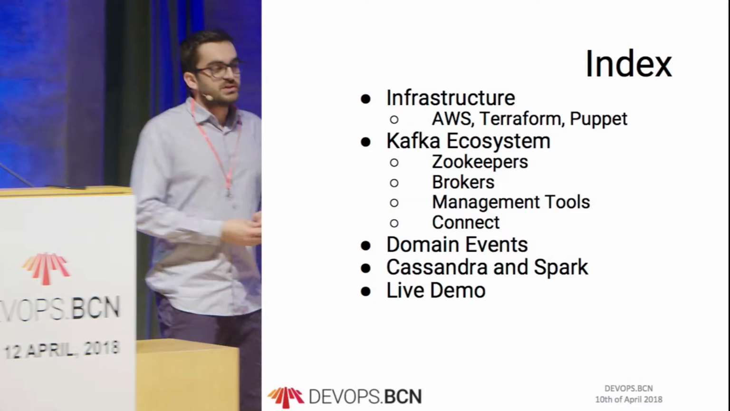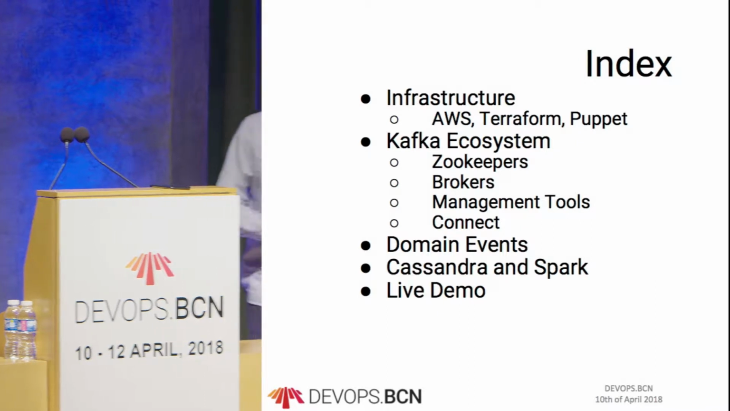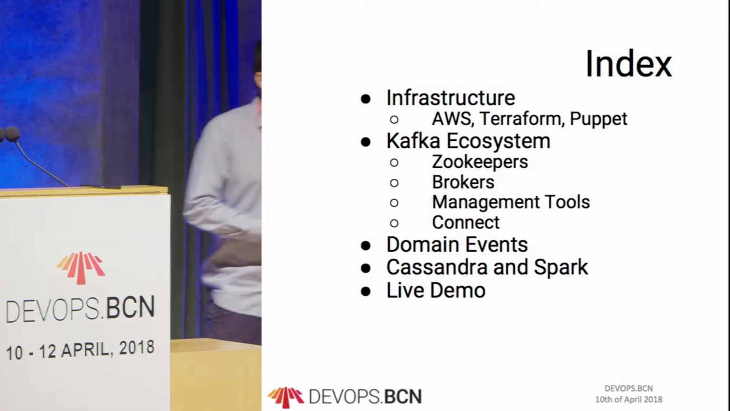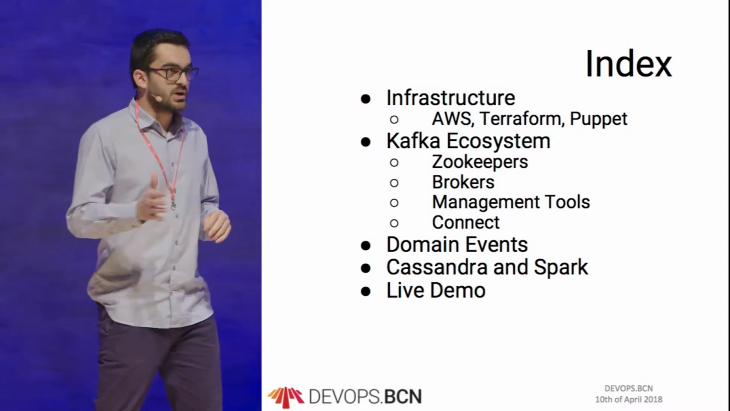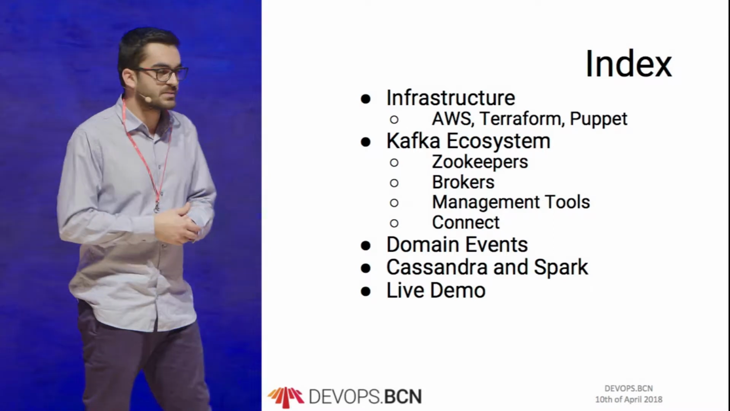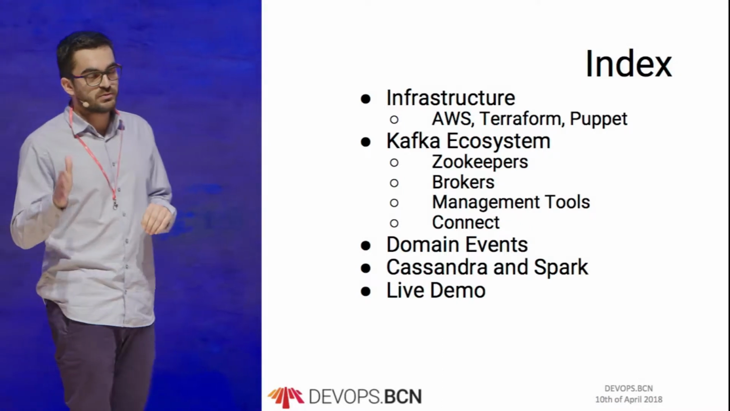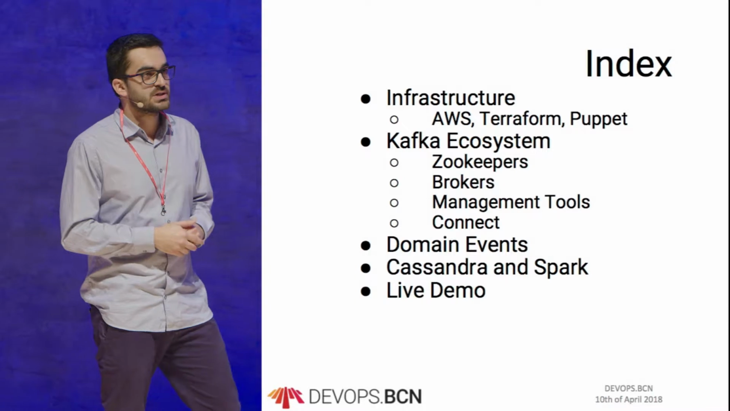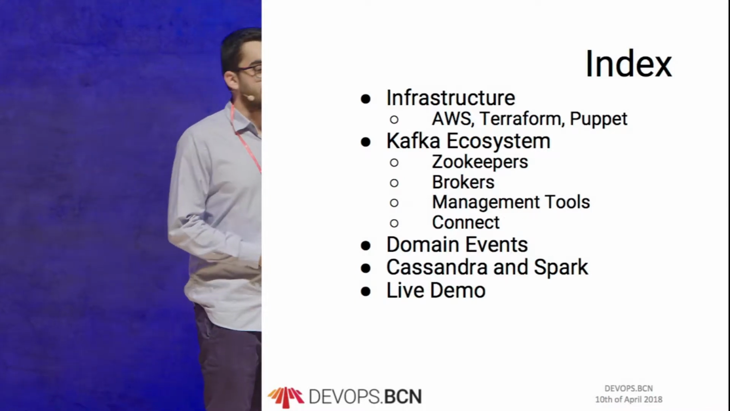I'm going to talk about the infrastructure. I'm going to build all the infrastructure on AWS using Terraform and Puppet. And this is going to be all the core infrastructure. And what we are going to build is a Kafka ecosystem where we will have our Kafka zookeepers. We will have our Kafka Brokers and some management tool where we can manage all that ecosystem.